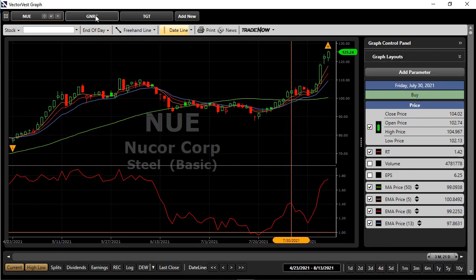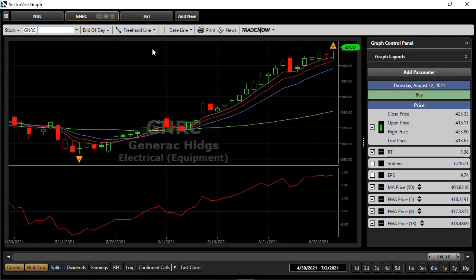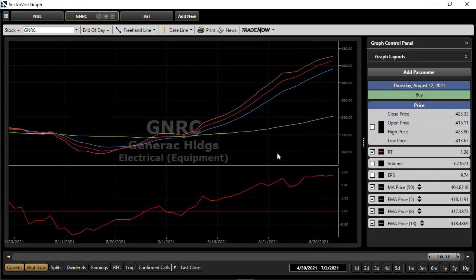Okay, let's look at Gnrc. We'll go through the buy rules again. I'll take off price. Here, at the end of May, the EMAs were below the 50-day moving average, right? They began to squeeze together. They began to separate in this area here. I would really argue that on May 28th there, as relative timing begins to really pick up momentum, it crosses above 1. Right there on May 28th, the moving averages are starting to fan apart.